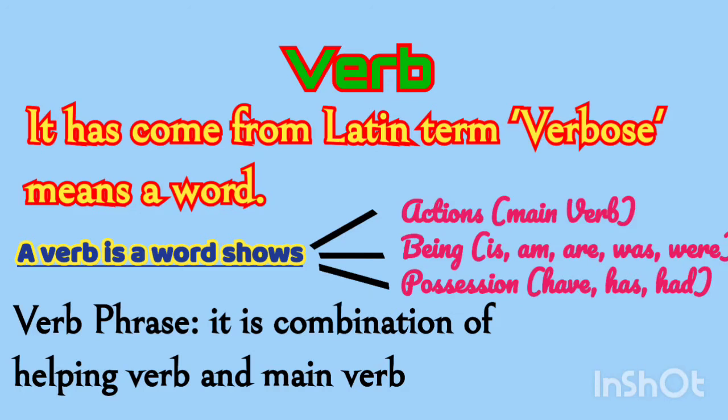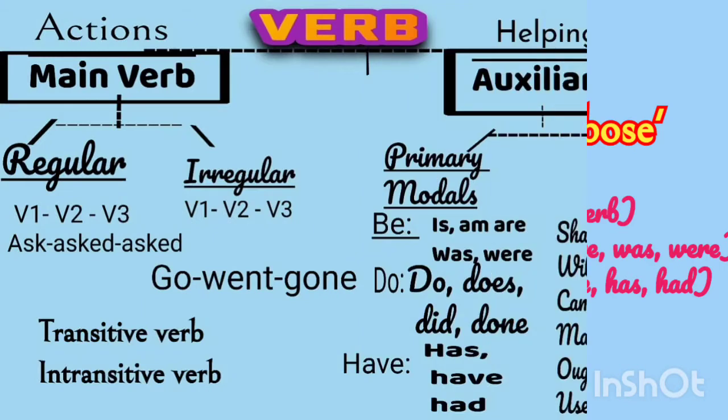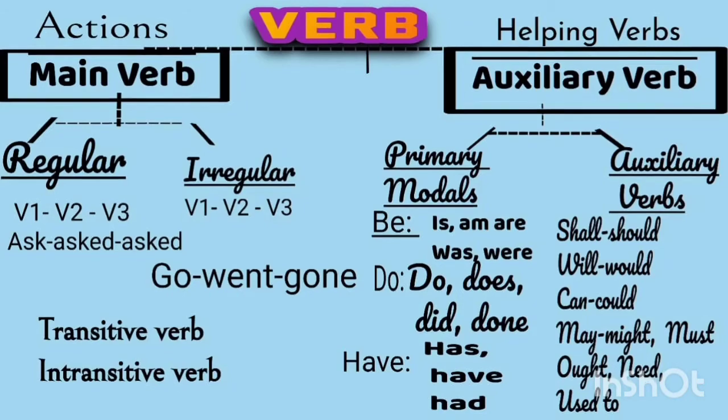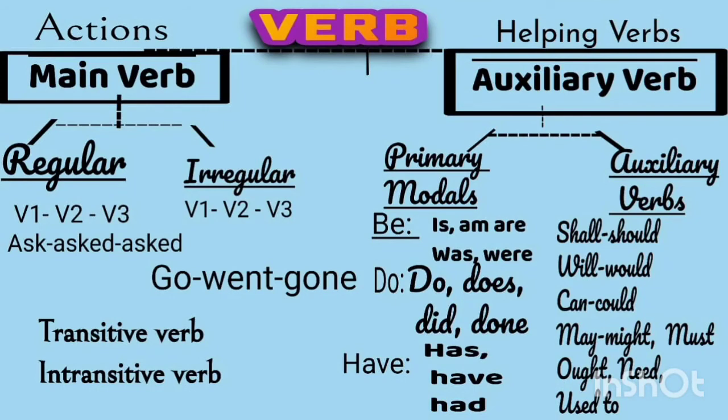Verbs, according to their chronological order, are divided into two parts. The first one is main verbs, the second one is helping verbs. Two types of verbs we are going to discuss. Main verbs are mainly actions. Helping verbs are mostly modals. Well, let us see main verbs first.